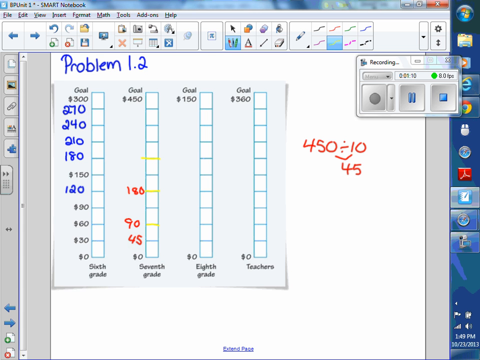So if I think about my 9 facts, 9 times 1 is 9, 9 times 2 is 18, so this is 180. 9 times 3 is what? 27, so this would be 270. It's a little hard to see in yellow. What's 9 times 4? 36, so this one would be 360.